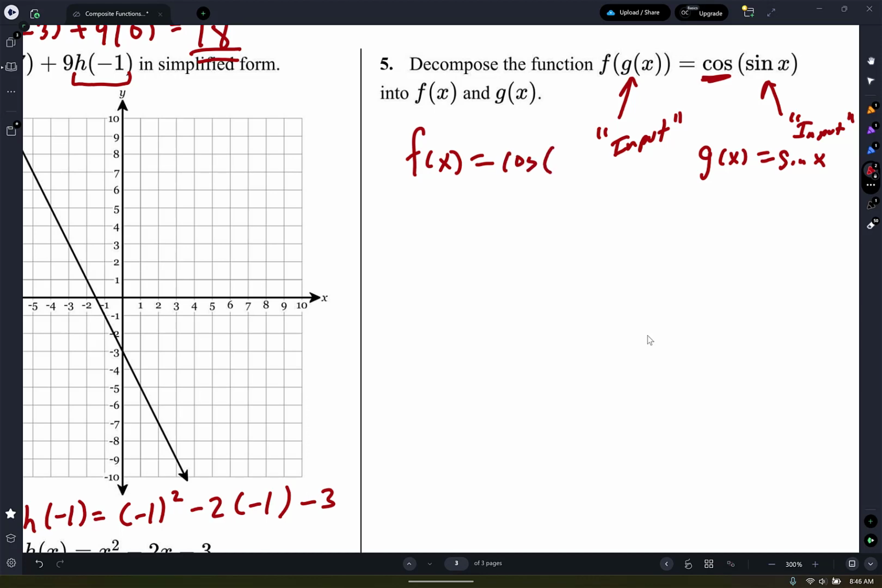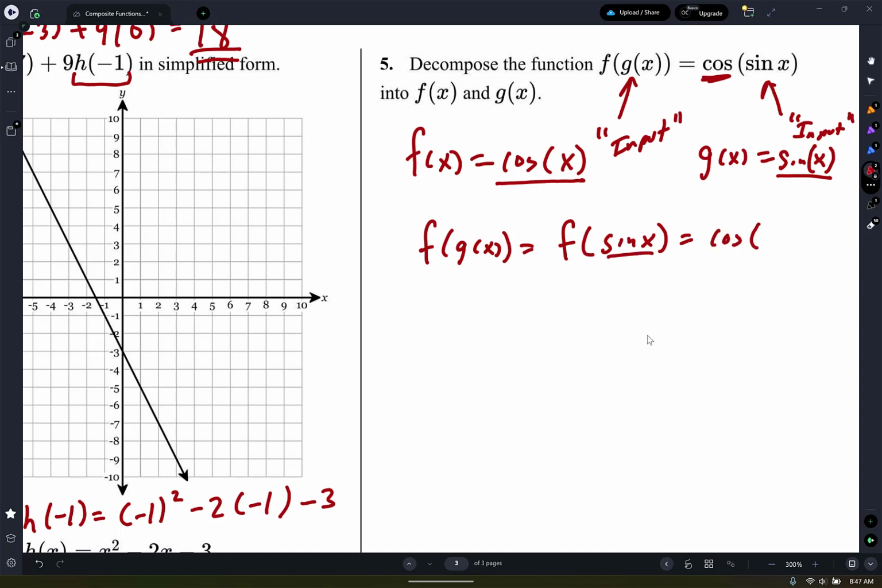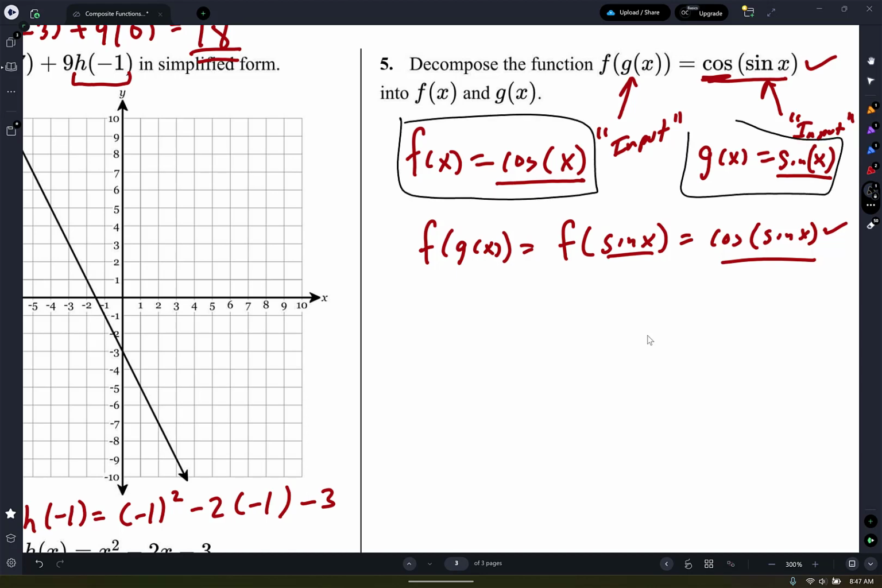Now it needs to have an argument. It has to be cosine of x. And then we check it. How are you going to check it? Like this. I check it by going f of g, and I'm going to plug in what g is, sine x. And according to this, f is cosine x. I'm going to write cosine, and wherever there's an x, I write whatever I have on the inside. Cosine of sine x. Look, it's the same. It worked. So f of x is cosine x. g of x is sine x.